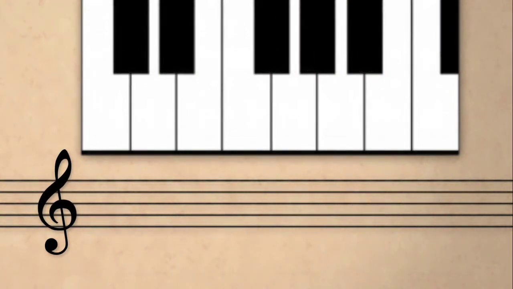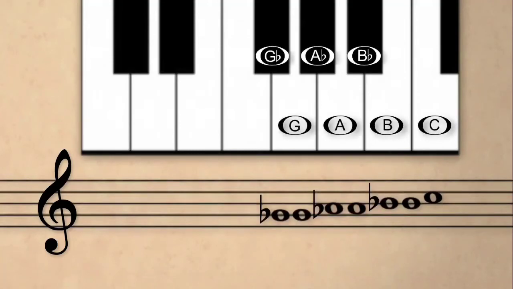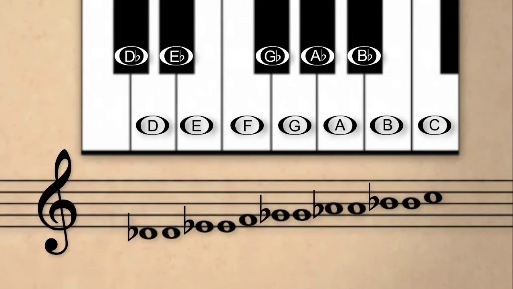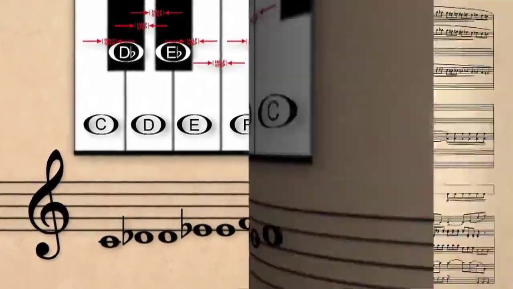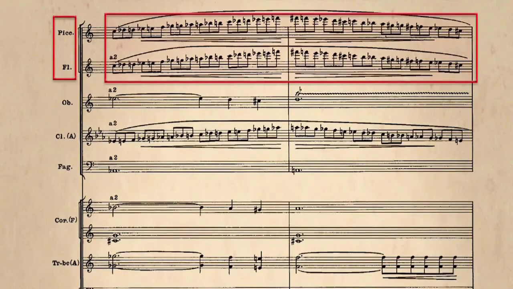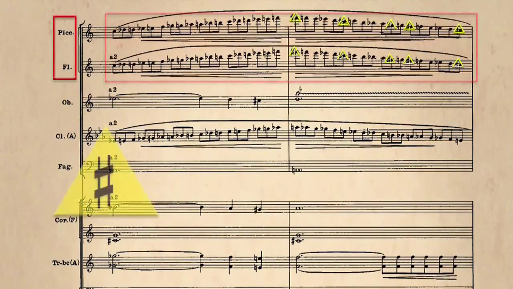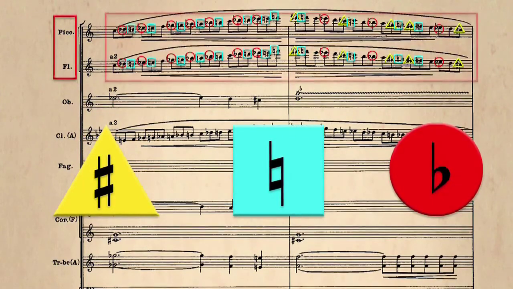Now let's look at a chromatic scale from the 3rd space C in the treble clef, descending using flats. C, B, B flat, A flat, G, G flat, F, E flat, D, D flat, C. All half steps. Towards the end of Rimsky-Korsakov's Scheherazade in the flute part, he writes a chromatic scale, but he uses a combination of sharps, flats, and naturals to make this scale. All half steps, a chromatic scale.